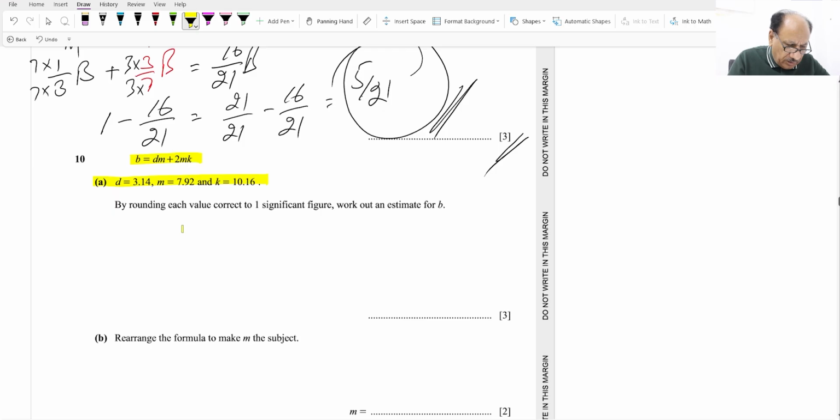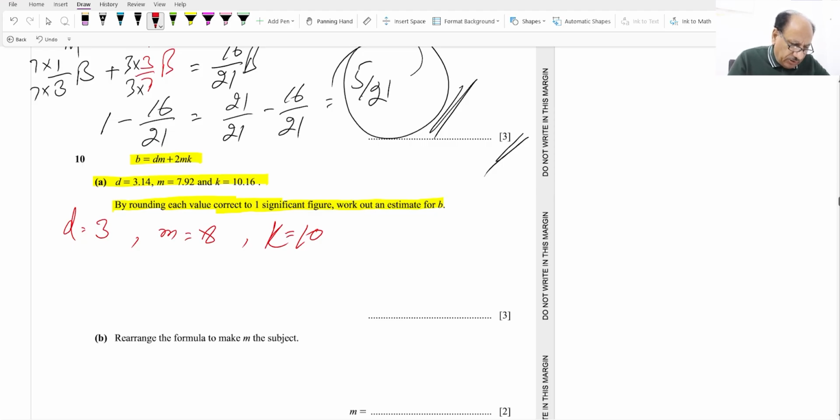D, M and K values are provided by rounding each value correct to one significant figure. Work out an estimate of B. So we can round. What will be our rounding part? D will be rounded to 3, M will be rounded to 8, and K will be rounded to 10.